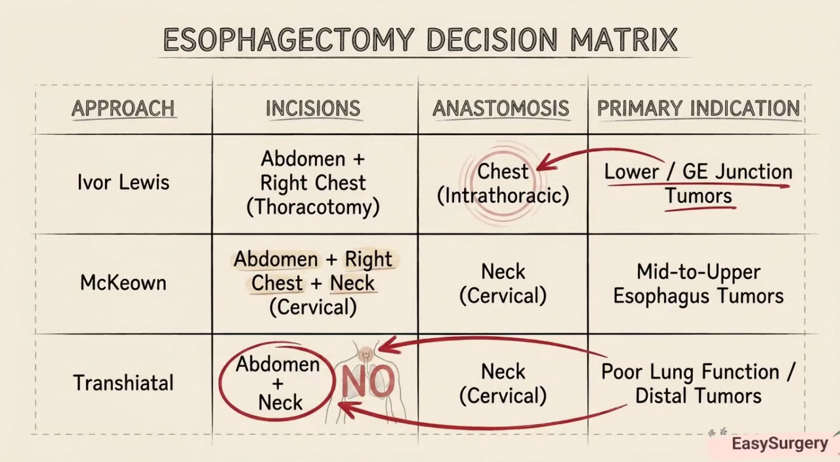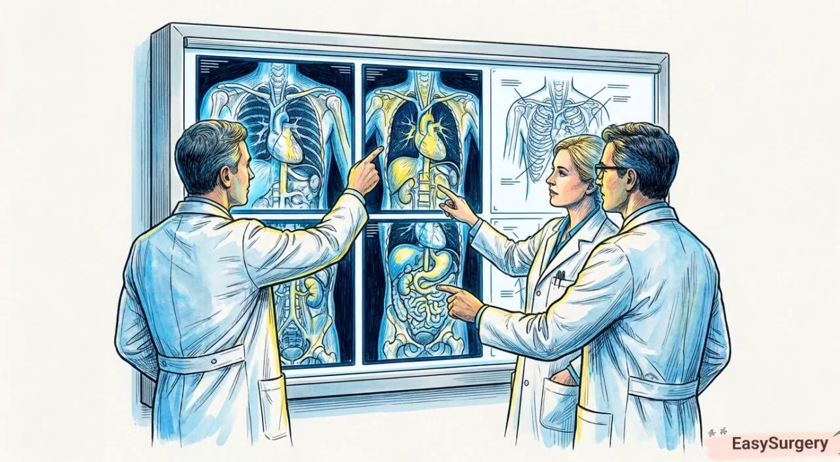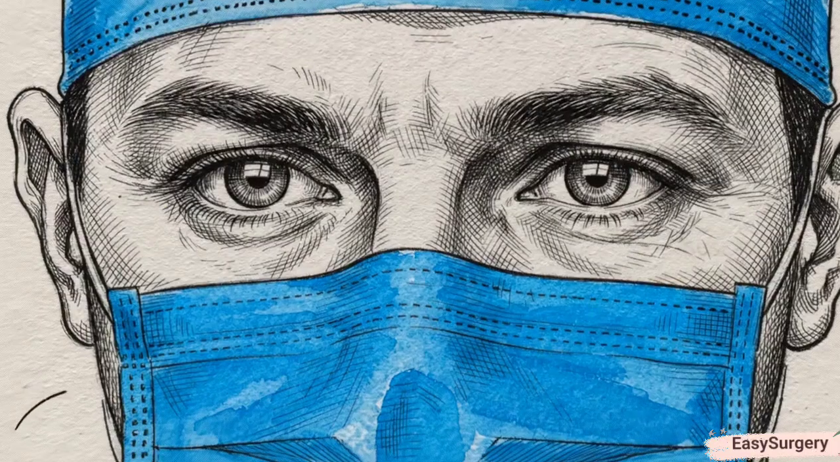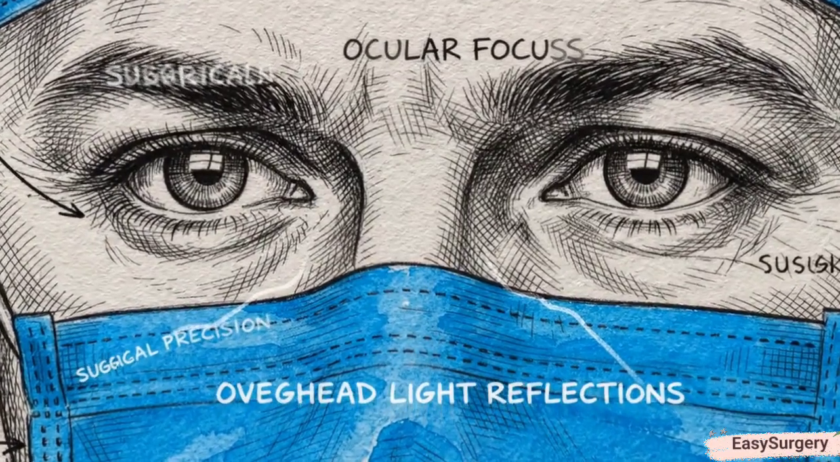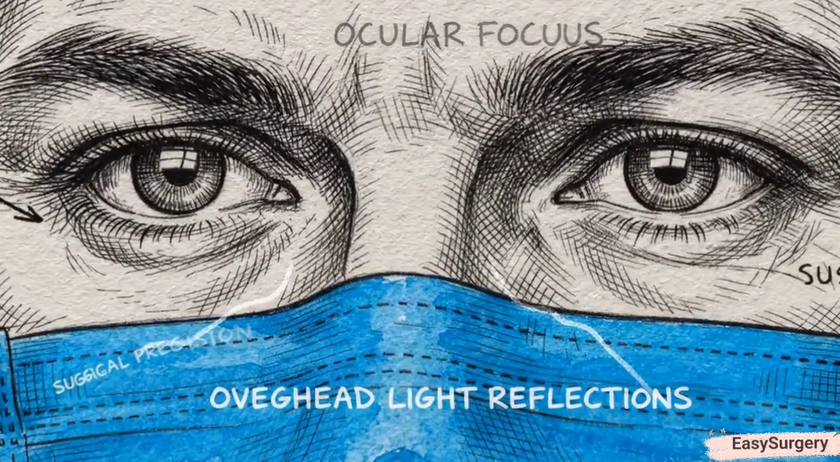The Ivor-Lewis targets lower tumors using abdominal and chest incisions for an intrathoracic anastomosis. The McKeown treats mid to upper tumors via three incisions, pulling the connection up for a cervical anastomosis. For patients with poor lung function, the transhiatal approach bypasses the thorax entirely for respiratory safety. The ultimate choice of procedure is a calculated optimization. The surgical team balances maximal oncologic clearance against the specific morbidity risks of the individual patient. Ultimately, the procedure demands that the surgeon adapt rigid anatomical rules to the specific pathology of the cancer and the unique physiology of the patient.